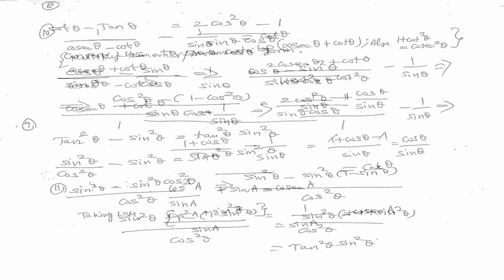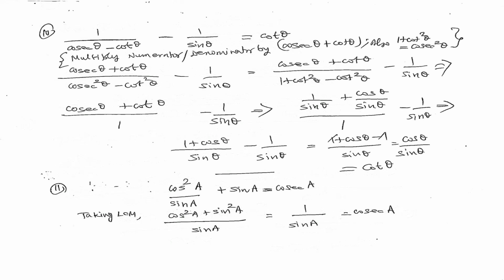Then in the next slide, problem 9, we have 1 by cosec theta minus cot theta minus 1 by sin theta is equal to cot theta. Becomes cosec theta plus cot theta by 1 plus cot squared theta, which is cosec squared theta minus cot squared theta, then minus 1 by sin theta. Then in the next step, cosec theta plus cot theta, cosec squared theta minus cot squared theta getting cancelled, denominator becomes 1, minus 1 by sin theta.